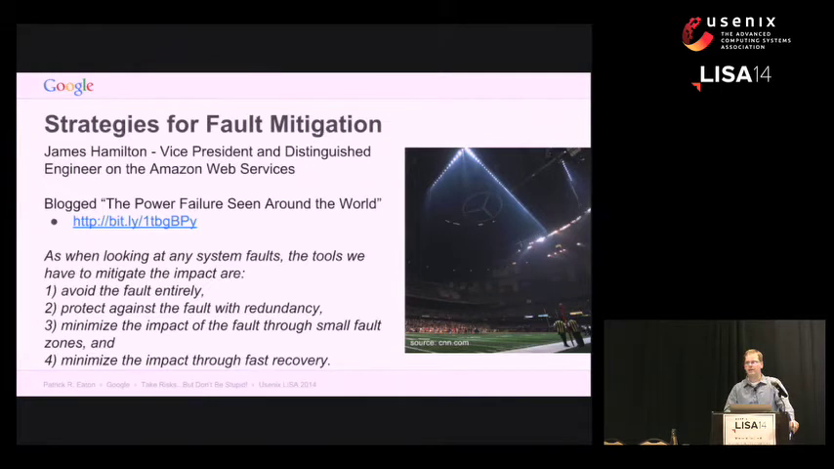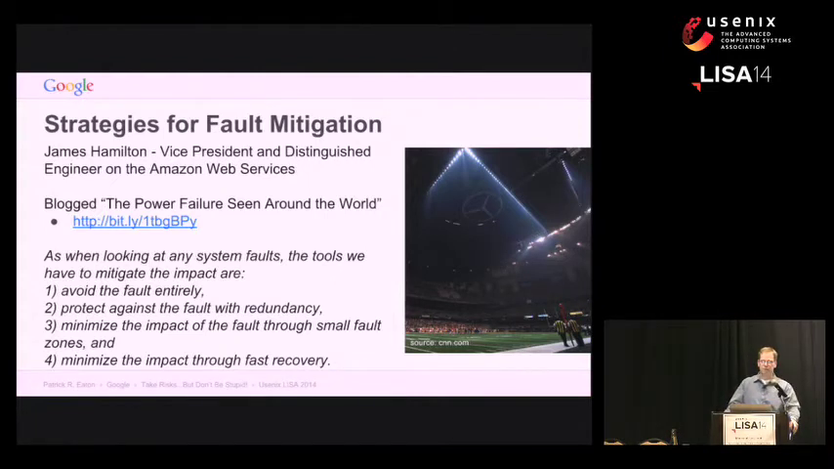He also gives great talks. There was a talk at last year's reInvent that will leave your head scratching, and it looks like he gave a new version of that talk yesterday at reInvent. So read his blog and listen to his talks. It's great, and it'll really stretch your mind. So anyways, related to this topic, he wrote a blog post entitled "The Power Failure Seen Around the World."